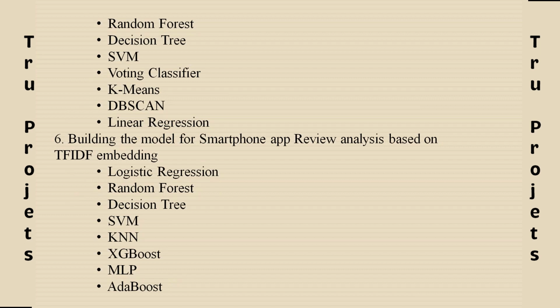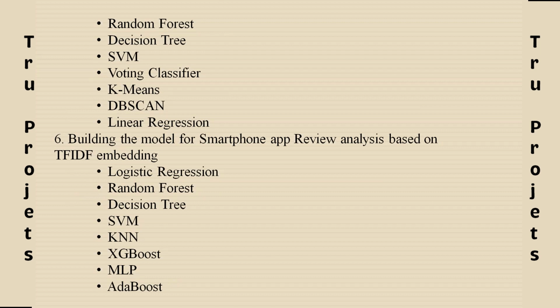SVM, Support Vector Machine. SVM is a powerful classification algorithm that finds the best hyperplane to separate data points into different classes. SVM can be effective in classifying app usage into categories or predicting usage time. Voting classifier. Voting classifier combines multiple machine learning models and takes a majority vote to make a prediction. Voting classifier can enhance accuracy by leveraging the strengths of various algorithms, making it suitable for app usage analysis.